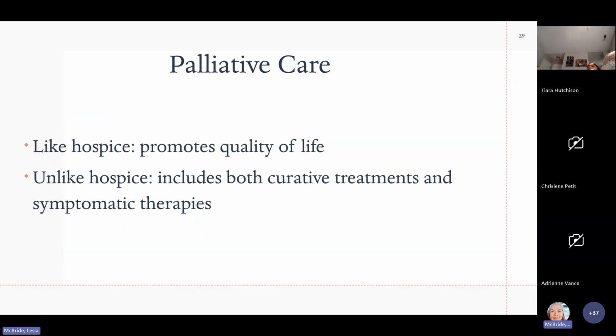So palliative care, unlike hospice, provides both curative and symptomatic therapies. That's the difference. So if a question says this particular service provides curative treatments and symptomatic therapies, you would choose palliative over hospice. Make sure you choose the right one if you have that type of question.